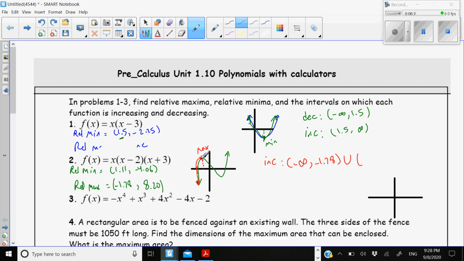But before that, from this max point to this minimum, the function is decreasing. So I have a decreasing area here. I'm going to write this first, and then I will write the next part of increasing. Decreasing starts from this point, so x of max, which is negative 1.78. Once again, only the x values. And then x of min, that's the end point of this decreasing area. It's 1.11, and that's it. That's for decreasing.